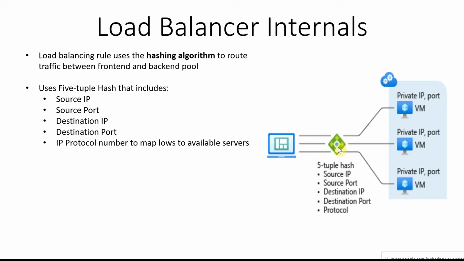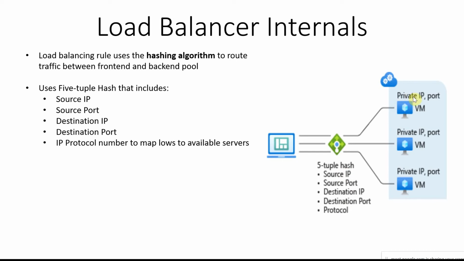The algorithm it uses is the 5 tuple hash. The 5 tuple hash algorithm uses a combination of the source IP and port, the destination IP and port, and the protocol. The protocol could be TCP or UDP. If you take that, more or less you get a unique record.